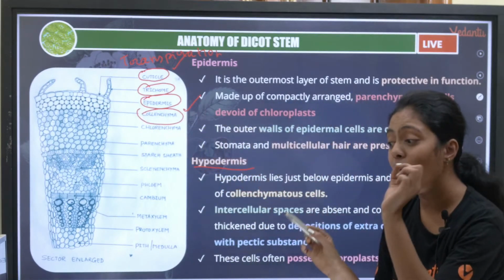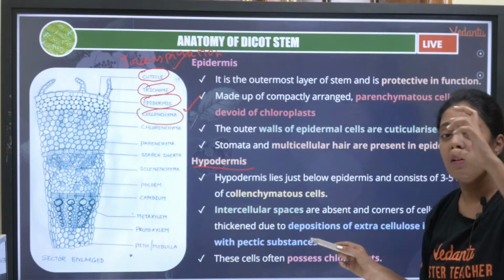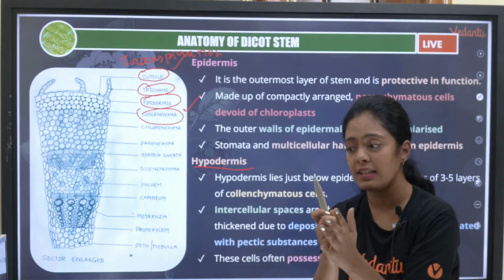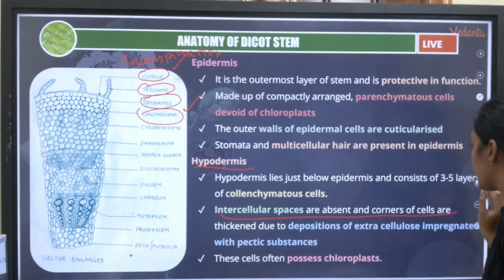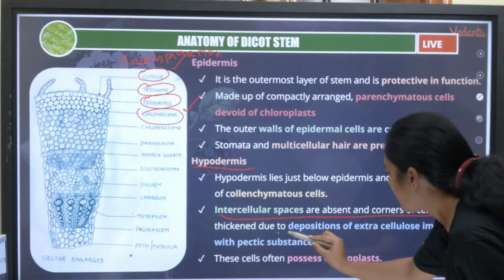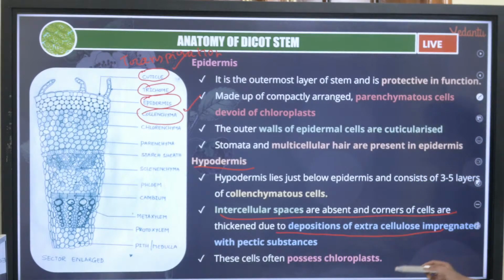Collenchyma has wall thickenings. The walls are thicker wherever two cells meet. There are no intercellular spaces, and the corners of the cells are thickened due to the deposition of pectin.